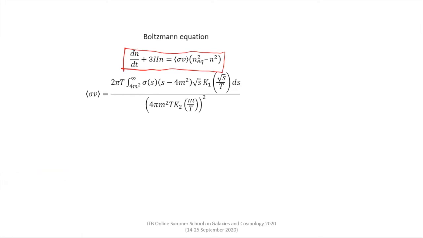You track the number of dark matter as a function of time, and there is the Hubble parameter here, and then n_eq is the equilibrium density that we calculated earlier. And this sigma v, sigma is the cross section, multiplied by the average velocity, is given by this expression. T is the temperature. S is one parameter that you haven't seen here. S is the definition in particle physics, basically the center of mass energy squared, s equals p_CM squared. So the cross section should be a function of the center of mass energy. You plug in sigma as a function of s, and then K1 and K2 are simply Bessel functions.